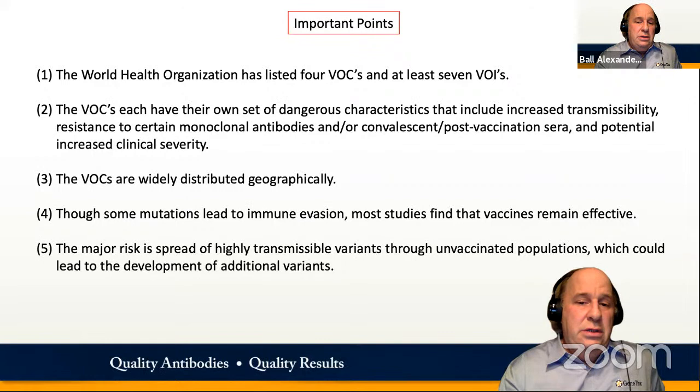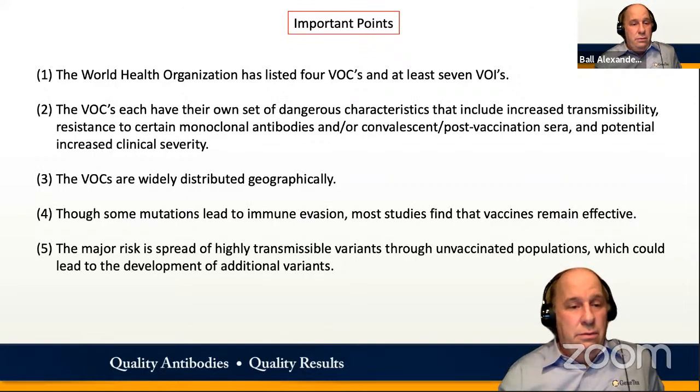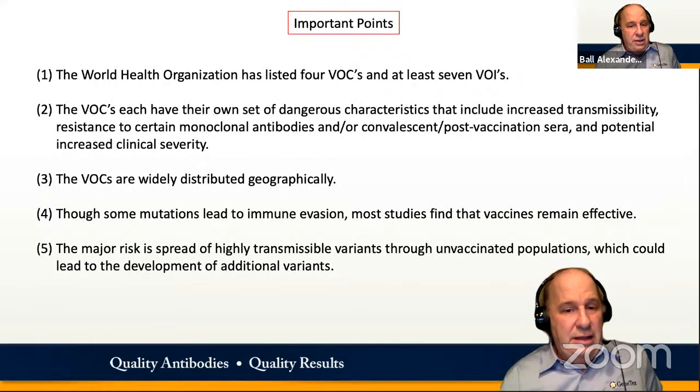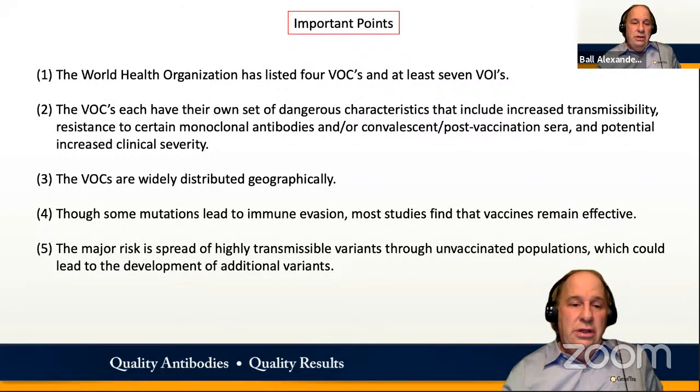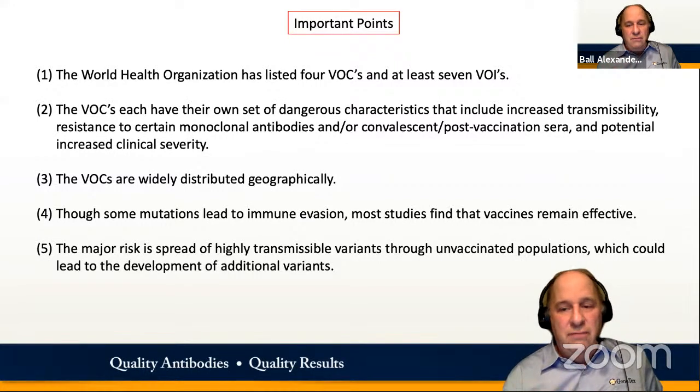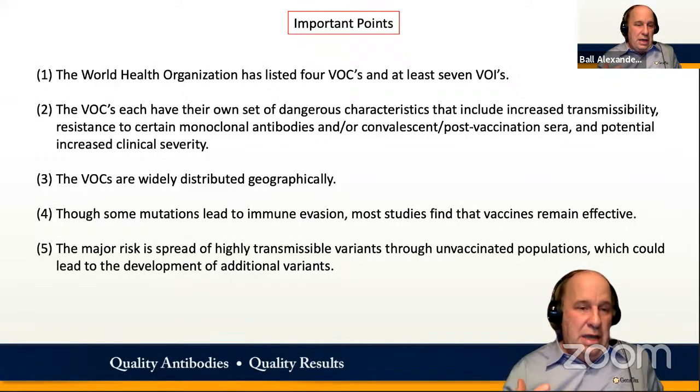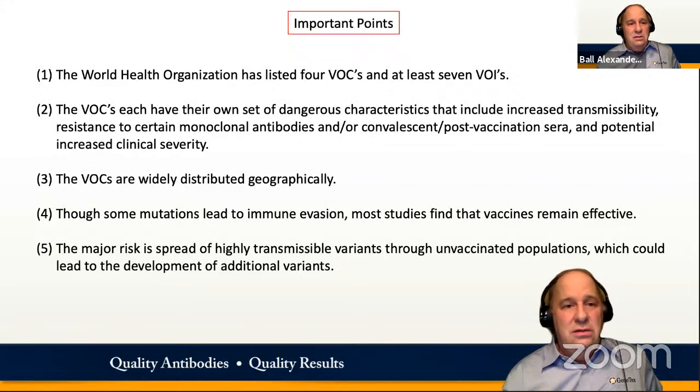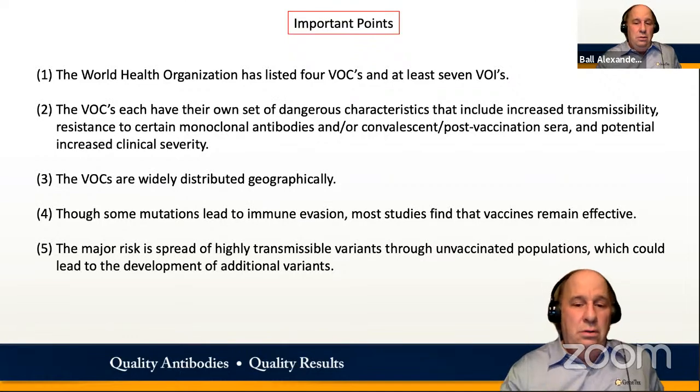Now, the major risk, and again, it comes down to what we said before, is the spread of highly transmissible variants through unvaccinated populations, which could lead to development of additional variants. I mean, that's the thing. The longer the virus stays active and is moving among unvaccinated populations, the greater the risk of variants, and the more cases and the more deaths and severe cases of COVID. So the key is to really accelerate vaccination in every country in the world.